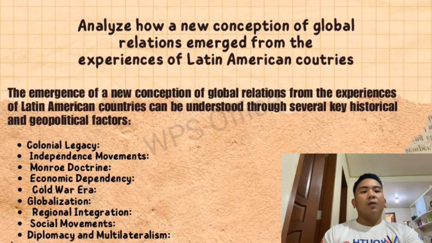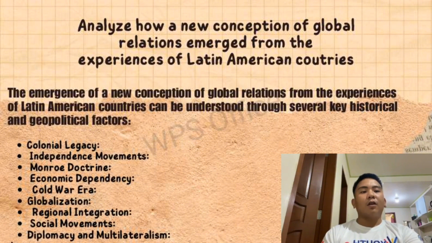Independence movements. The 19th century independence movements in Latin America, led by figures like Simon Bolivar and Jose de San Martin, marked a significant turning point. These struggles for independence fostered a sense of national identity and sovereignty, sparking the idea that Latin American nations could engage with the world as independent entities.